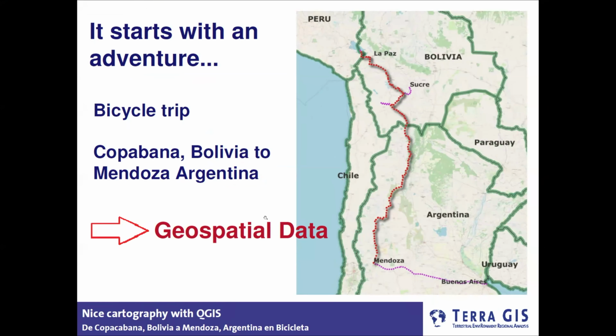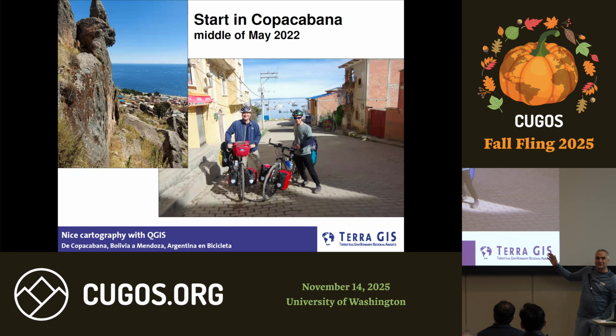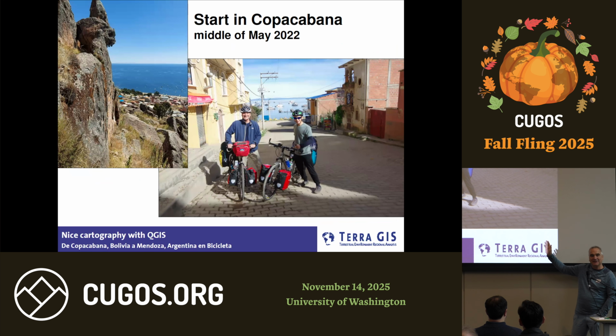Okay, so basically you see here the trip from the north, the border from Peru to Bolivia. And then the red line is where we rode the bicycles to Mendoza. The other stuff is where we took a bus to Buenos Aires later, and there are some side trips in the other color. I skipped that. So first, we're going to see some pictures of the trip, to get you heated up for liking the map.